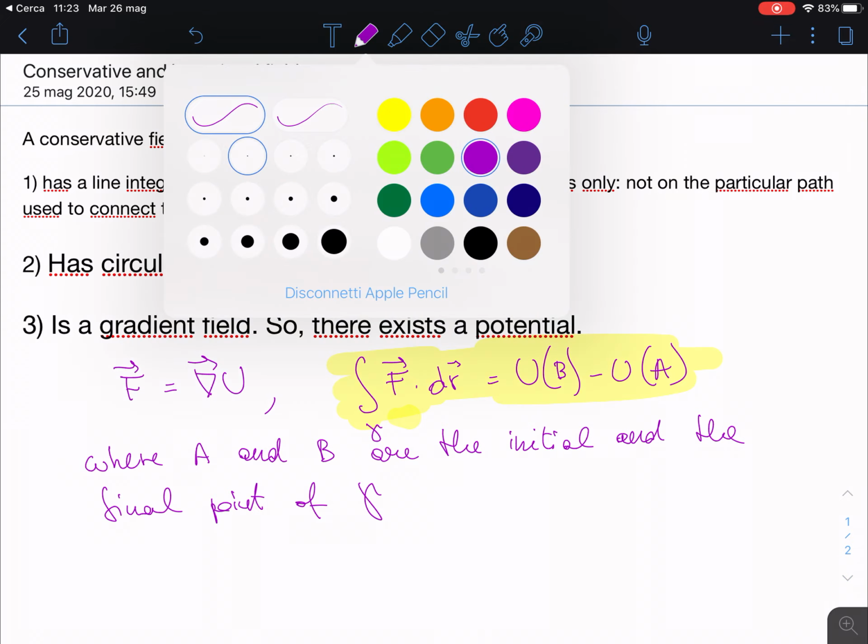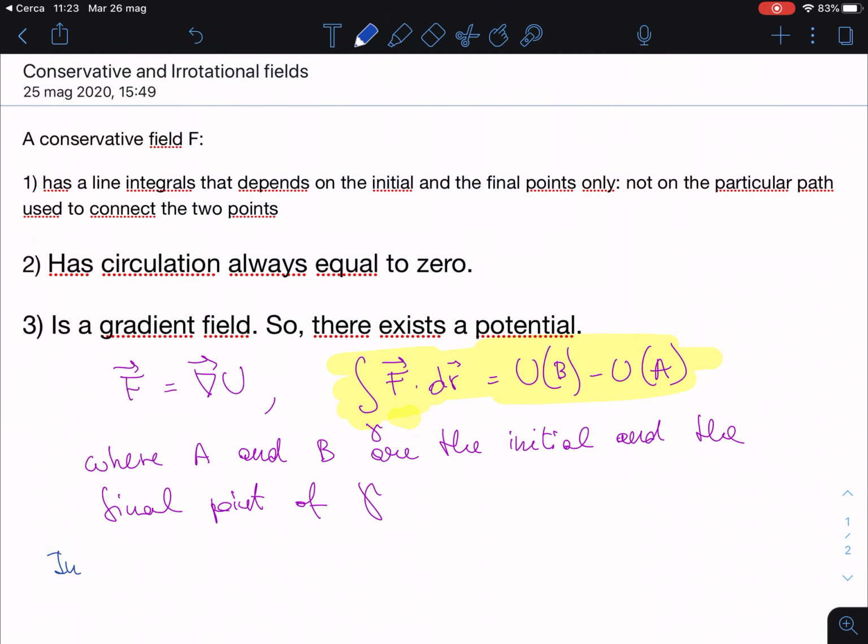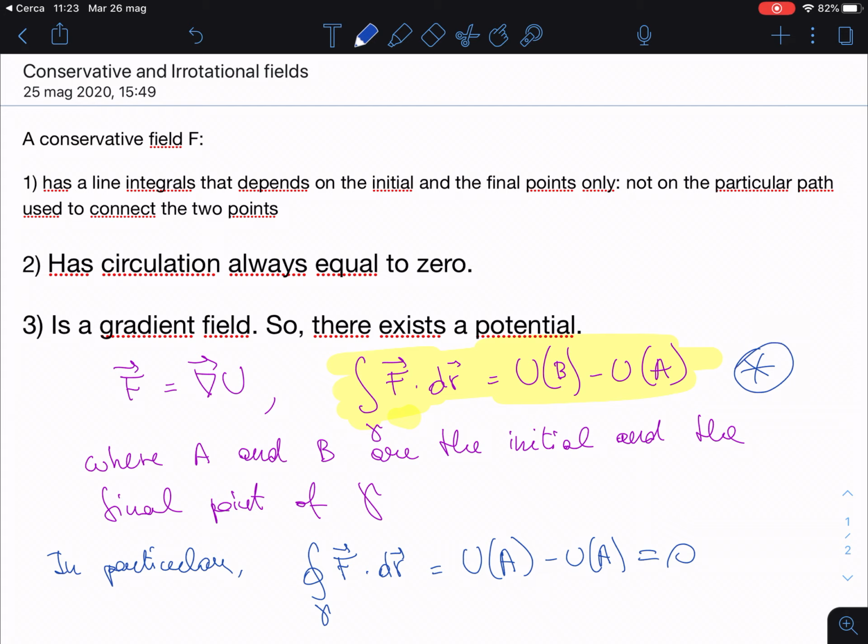Why? Because in particular, if you compute a circulation, then you have the integral of F dot dr, and gamma is a closed path. You have U of A, which is the final point that coincides with the initial point, so the difference is equal to 0. So from this formula, let me call it formula asterisk, you have 1 and you also have 2.